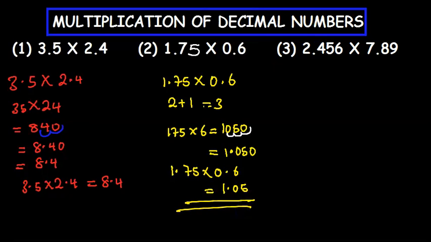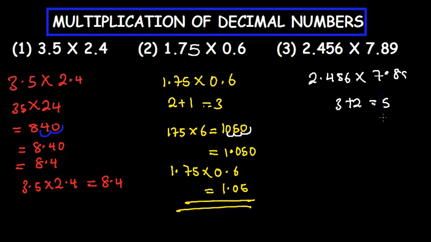Let's look at the last one. In this case, we are given 2.456 and you have to multiply it by 7.89. If you notice on your left hand side, we have 3 decimal places, which is 1, 2, 3. This is going to be 3 plus, on our right hand side, we have 2 decimal places, making the total of 5. We have 5 decimal places.